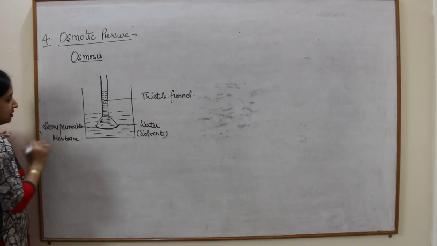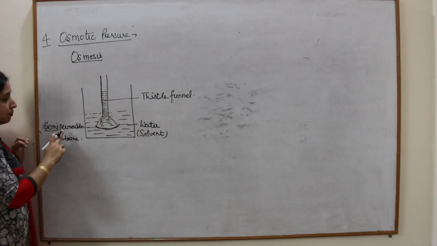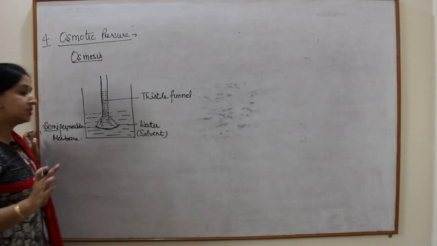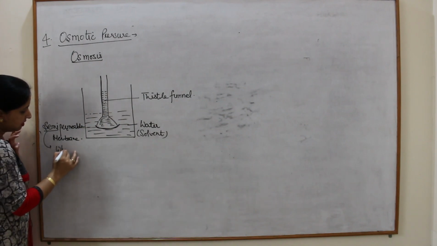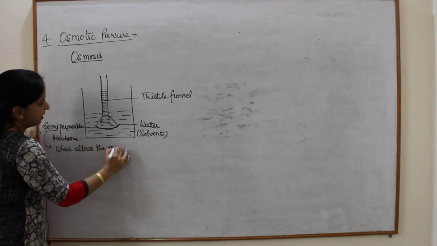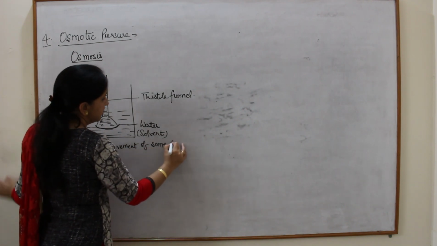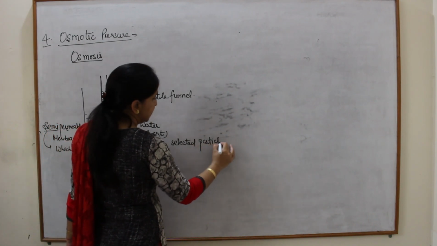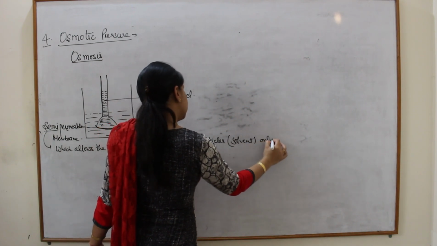So what do you mean by semi-permeable? Semi means half, permeable means which allows the movement of some selected particles. So semi-permeable membrane means which allows the movement of some selected particles only. Selected particles in this case is solvent particles.